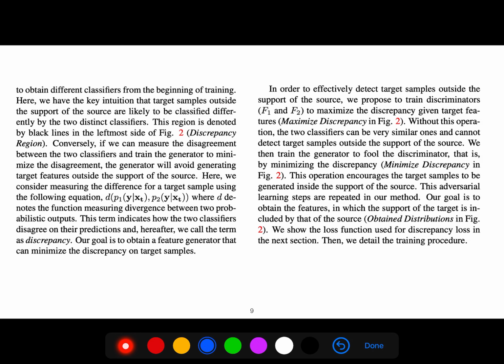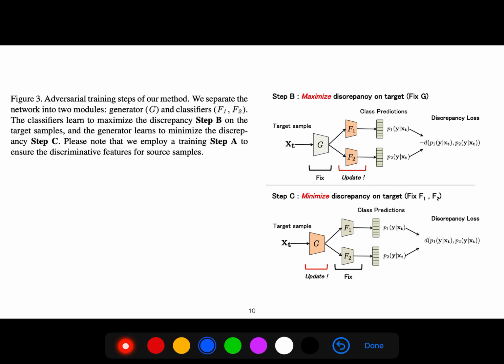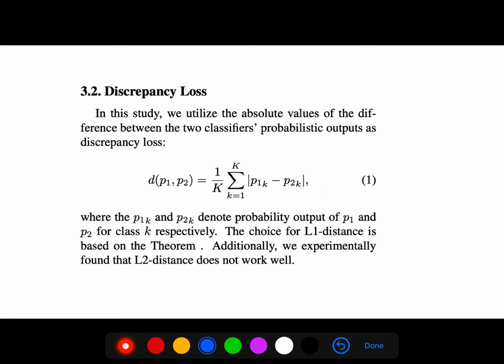Conversely, if we can measure the disagreement between the two classifiers and train the generator to minimize the disagreement, the generator will avoid generating target features outside the support of the source. So there are different steps. First, we fix our generator and then we learn our classifiers. Then we update G, but we fix the classifiers. And I will go through all of them.